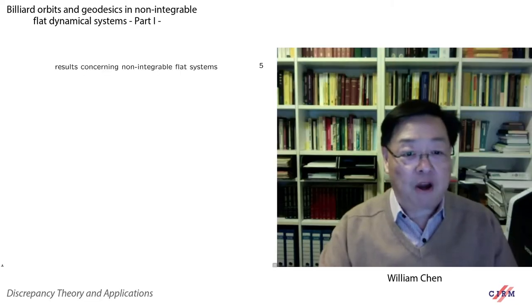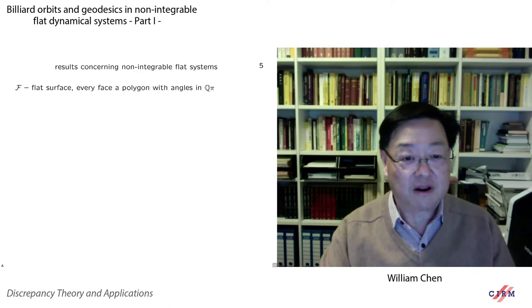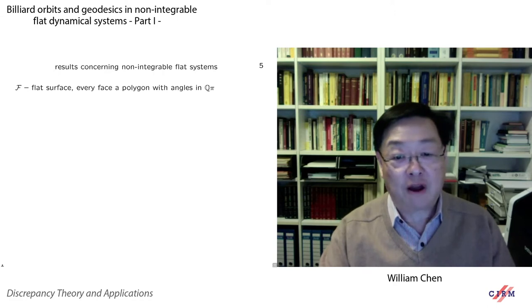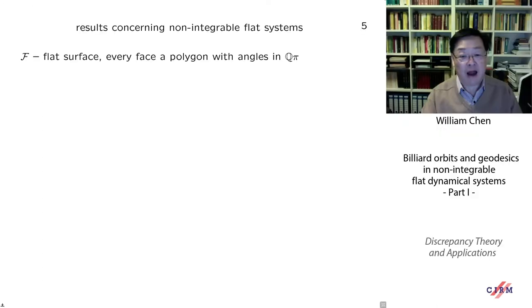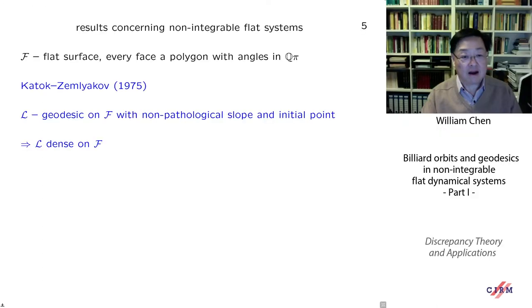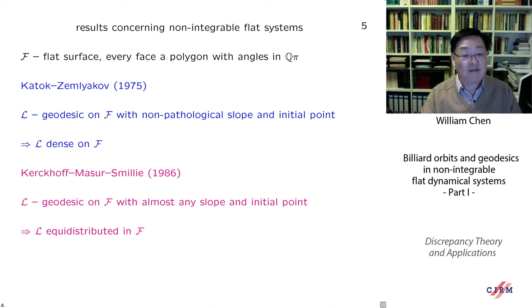Now, before we go any further, let's look at a few results concerning non-integrable flat systems. Let's consider a flat surface where every face is a polygon, where the angles are rational multiples of pi. We have a result of Katok and Zemlyakov, which basically says that in many situations, we have geodesics that are dense. And then later, Kerckhoff, Masur, and Smillie proved that there are geodesics that are equally distributed.